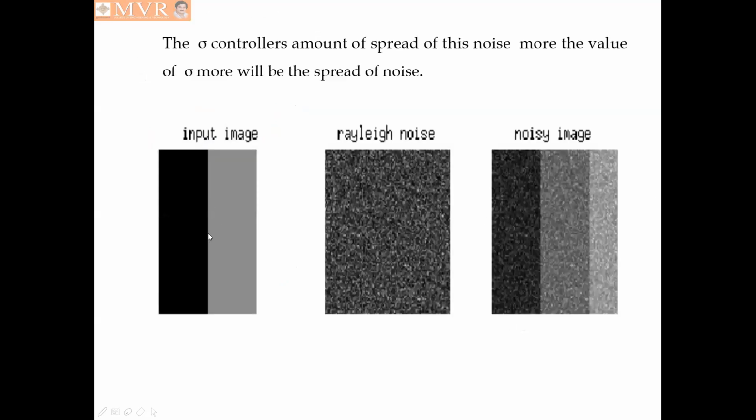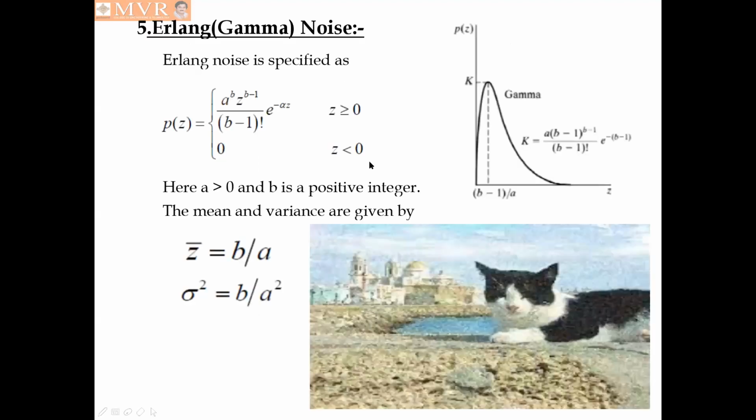We can examine this: this is the original input, and this is a Rayleigh noise, and this is the noisy image. This is a Rayleigh noise image, which has more spread, and here we have one with lesser spread. Here the Rayleigh noise is controlled by the parameter called sigma. Sigma controls the amount of spread of the noise. The more the value of sigma, the more will be the spread of the noise.